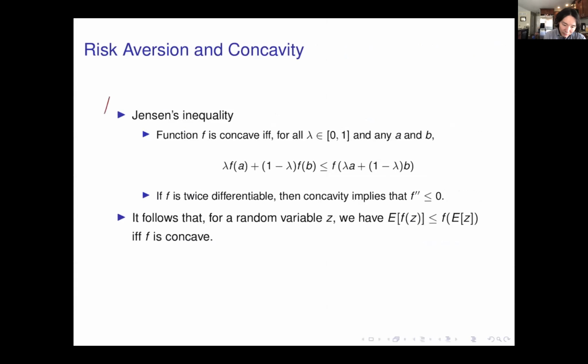This inequality is very, very important. Okay? What's called Jensen's inequality? Jensen's inequality.